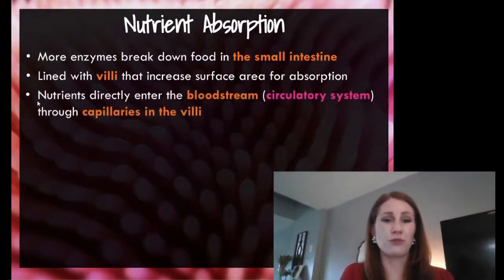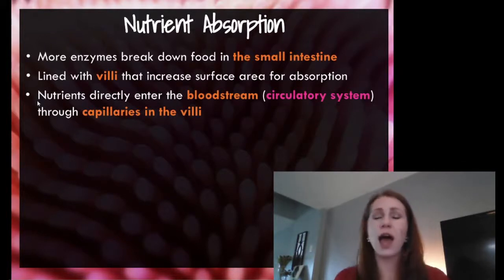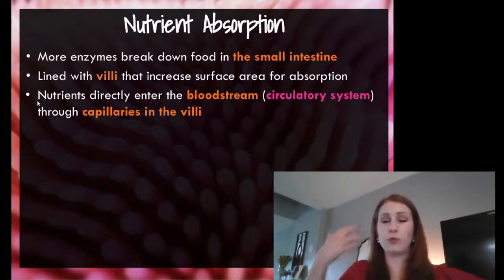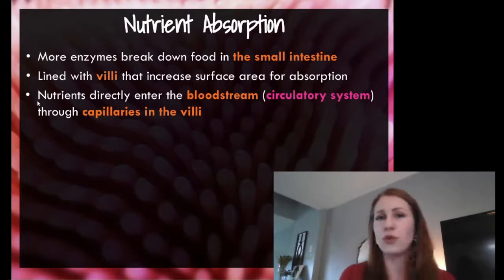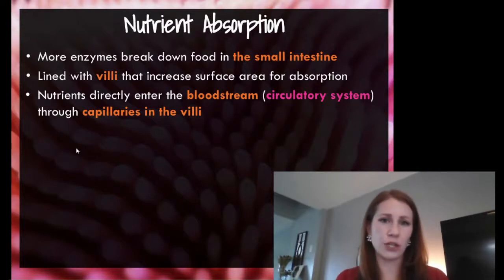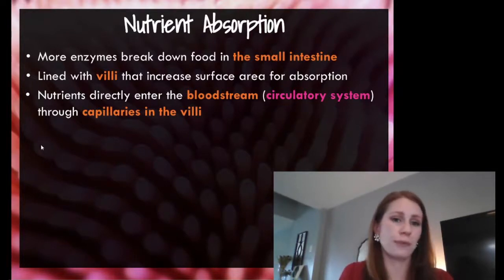Our nutrients directly enter our bloodstream through the villi. So all those little projections have capillaries in them, or very small blood vessels, and that will lead to your circulatory system, where your blood will help circulate all of those nutrients through your entire body. And this is why so many systems come together to allow you to use your nutrients, because you have to be able to move them everywhere in your body. Every single cell needs these nutrients from the food that you eat.